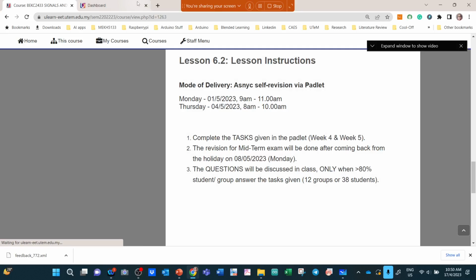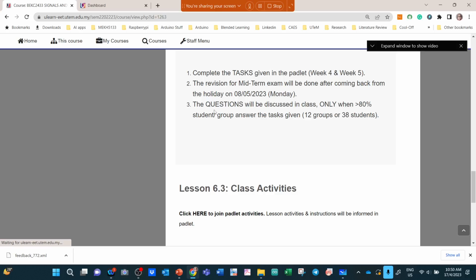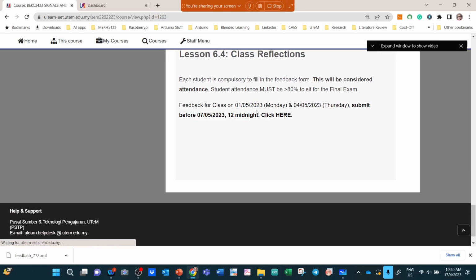Dalam Padlet I dah upload the task. Okay, so and then here is that the question will be discussed in class only when more than 80% student or group answer the task given. So kalau 12 group answer, baru I start to discuss, or 38 student lah if it's individual. Reason why I tak nak lah seorang dua hantar atau satu dua group hantar and then I start buat revision, because this is for student juga. Okay, because you are going to go for midterm later on. So if you don't do it, then bila lagi you nak buat.